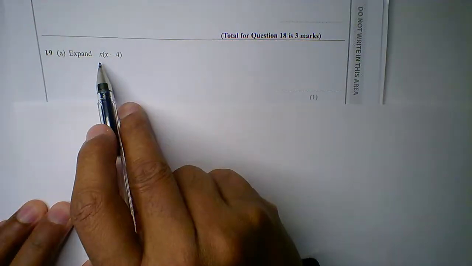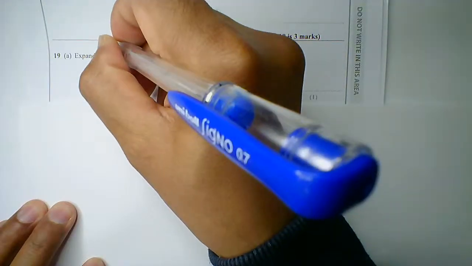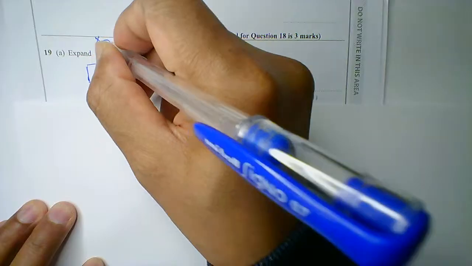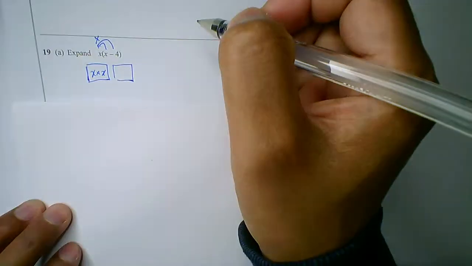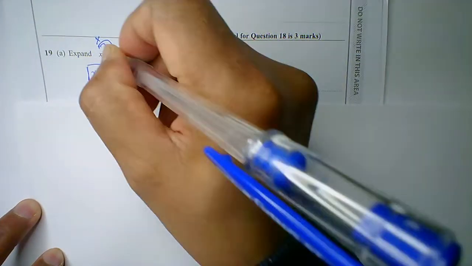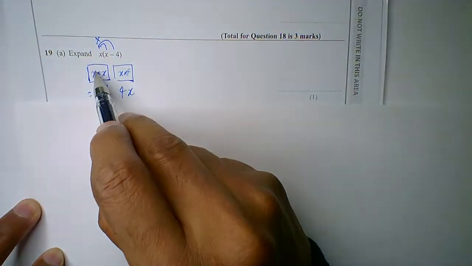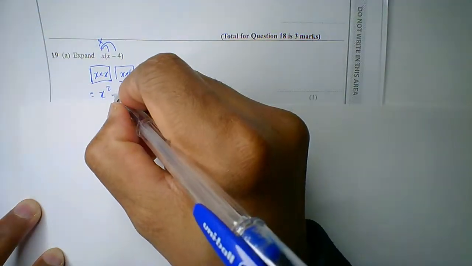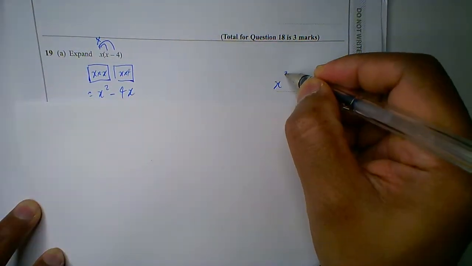And so this time outside the brackets, I've got the letter X. So again, similar to before, I'm going to be multiplying both terms inside the bracket. So you've got X times X, which gives me X squared. And then you've got X times 4, which is 4X. You've got a positive and a negative, which gives me a negative. So my final answer is X squared minus 4X.